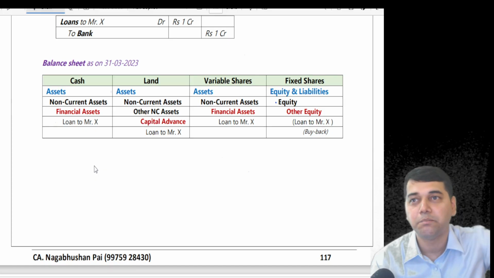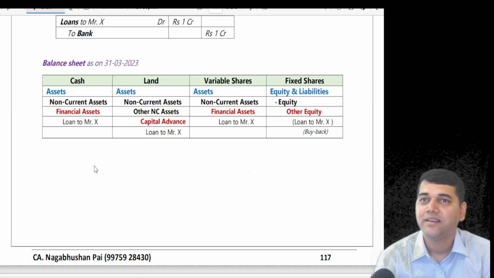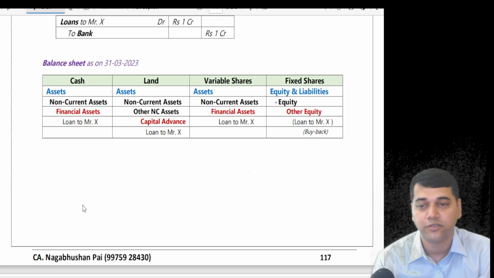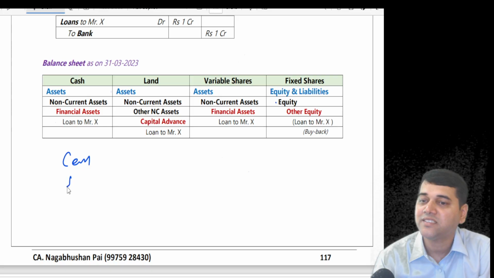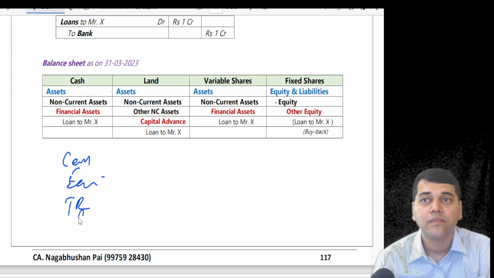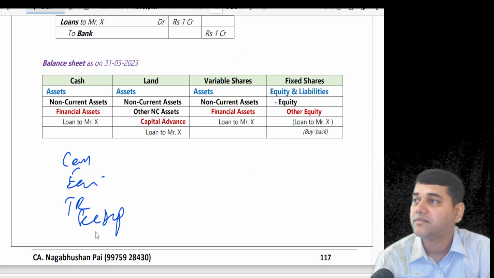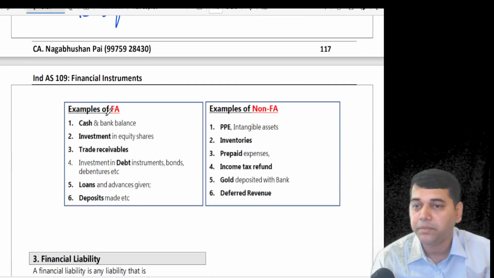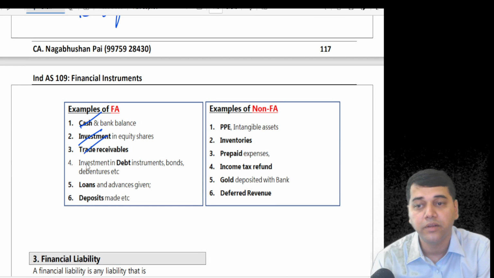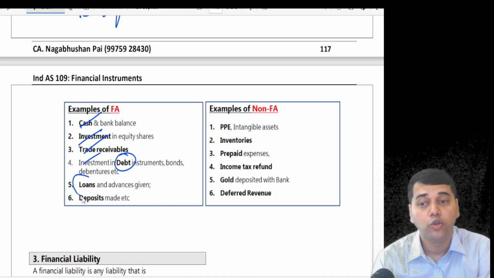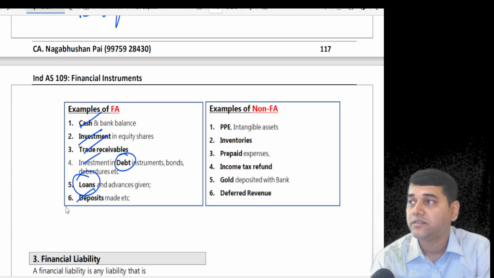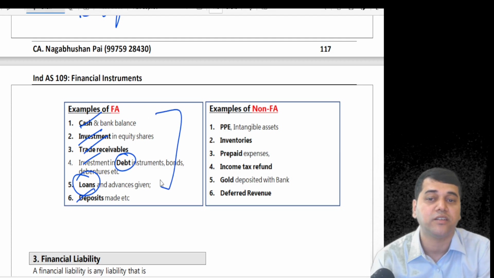Equity shares of other companies. Then a contractual right to receive cash or exchange financial assets under favorable circumstances. So you have got cash, equity shares of other companies, trade receivables, then security deposit. Okay, so we have got so many examples like cash and bank balance, investment in the equity shares, trade receivable, investment in the debentures, loans and advances given to the employees, loans and advances given to others, deposits made, security deposits. Those are all the examples of financial asset.